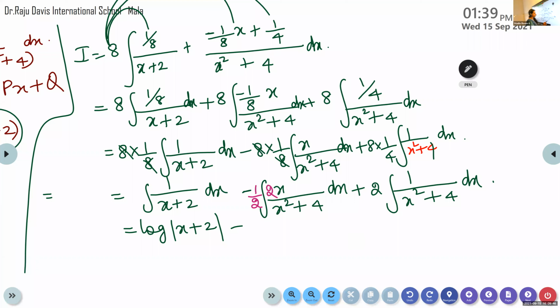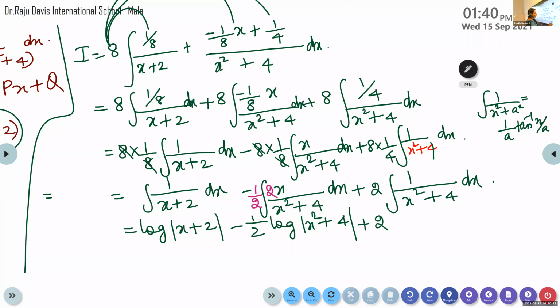Plus 2 into, what about the next term? Punya, can you try that one? Integral of 1 by x square plus 4. Which formula can you use here? 1 by x square plus a square. Very good. Integral of 1 by x square plus a square, what is the answer? 1 by a tan inverse of x by a. Here we have 4, and 4 we can write as 2 square, isn't it? So 1 by a tan inverse of x by a, x by 2, plus c.